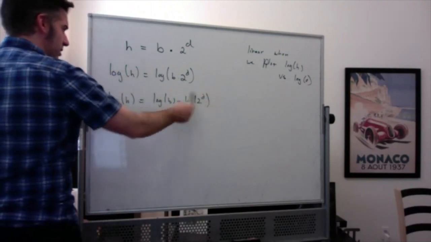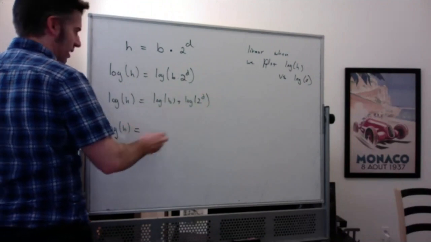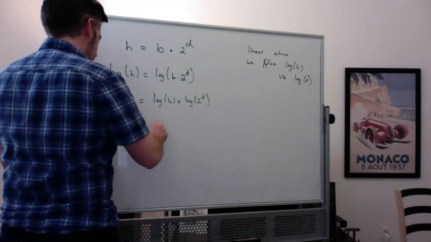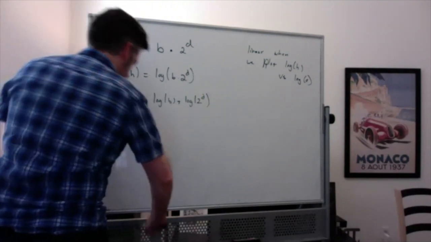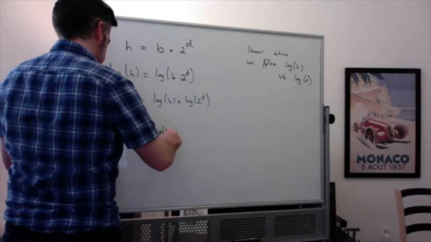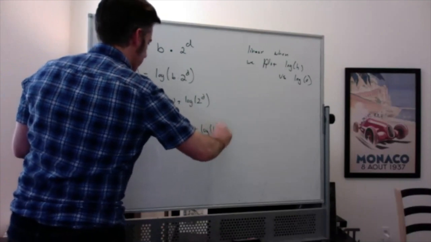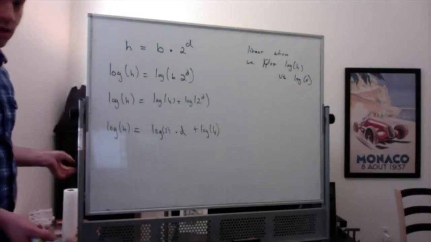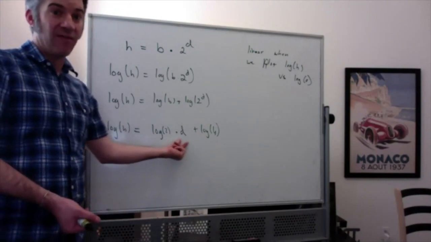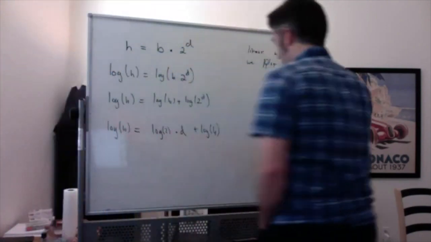And then if I bring down the d, I get log of h equal to, I'm going to write this so that the variable comes first, d times log of 2, plus log of b. And now look, log of h is not a linear function of log of d. I don't have a log of d showing up here. So the answer here would be false.